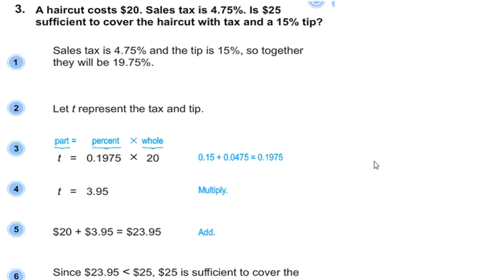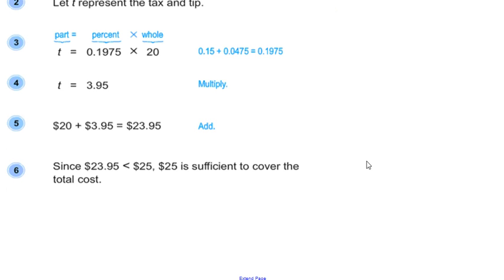Now, since I have $23.95 and it's less than 25 bucks, the $25 is enough to cover the total cost. Okay, so this is a really good question. They're just going to ask you, do you have enough money, yes or no, after you find out the tax and the tip.